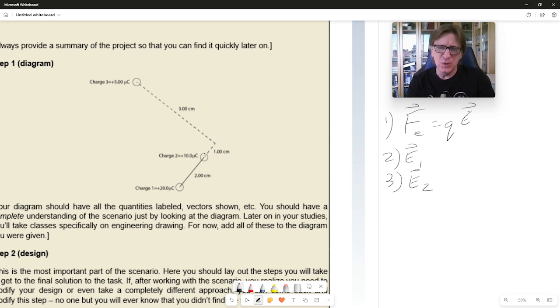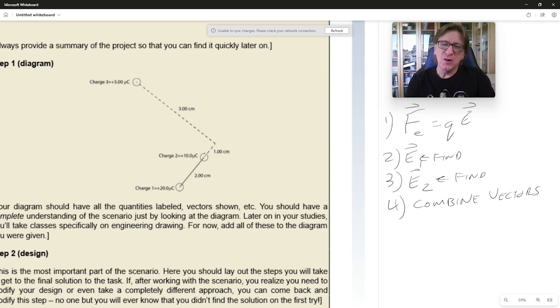Might be better to do it in words, or if you can remember just what these are, you might say, find the electric field of 1, find the electric field of 2, and then your step 4 might be combine the vectors. So adding up their components. Anytime we're adding vectors, we're adding up their individual components.